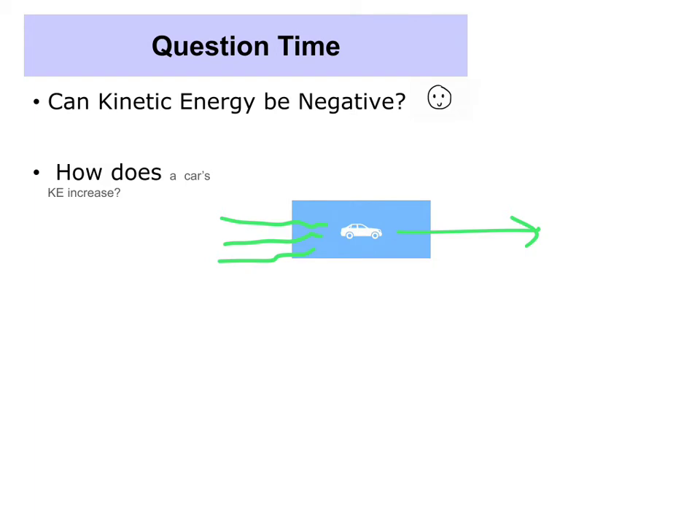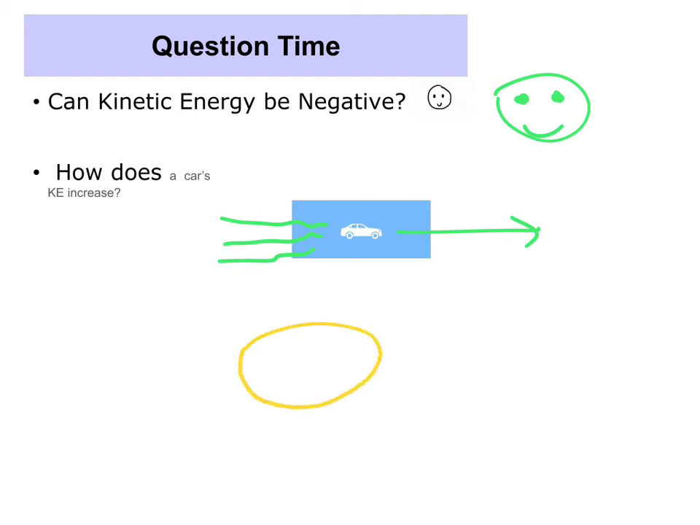Well, the answer to the first one is that no, kinetic energy cannot be negative. It is purely positive, because we have a velocity. Even if it's a negative velocity, it's going to be squared, which is going to give you a positive anyway. And how does a car's kinetic energy increase?